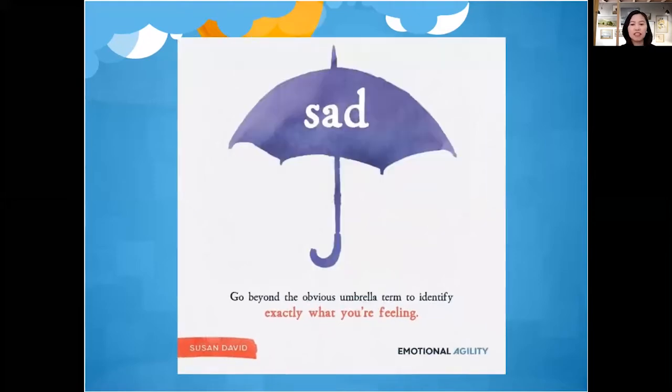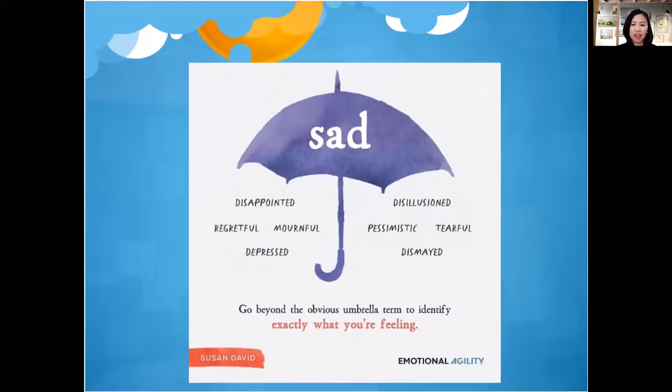How about this one? Sad. What other words are there for sad? Or what other emotions or feelings do we easily label as sad but actually might not be sadness? Worried, okay. Disappointment, fearful, okay. Heartbroken, yes. Sorrowful, yep. Guilty, tired, yeah. Let me share this. Mournful, dismayed, pessimistic, disillusioned, regretful, disappointed, depressed, sad. Okay.